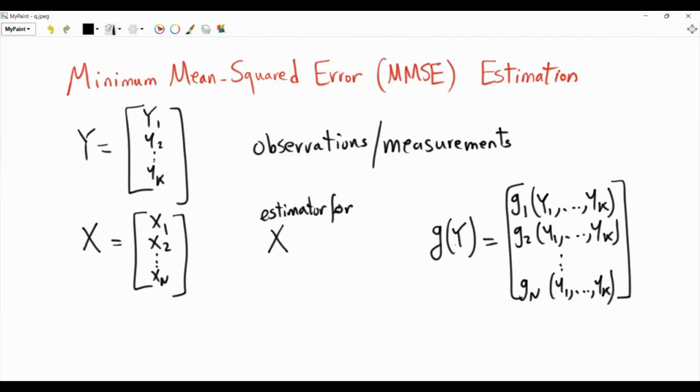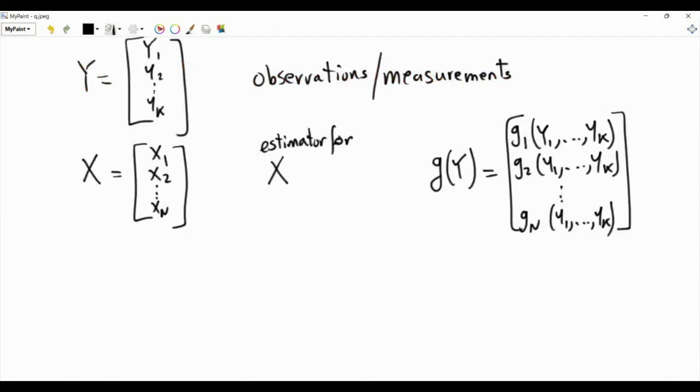The question is, how do we obtain those functions? How do we construct the estimators? In MMSE, we obtain the g's such that the mean squared error is minimized. So what is the mean squared error? We have a vector x minus g of y. This is the vector of estimation errors.